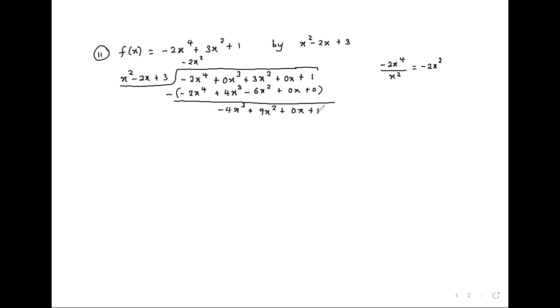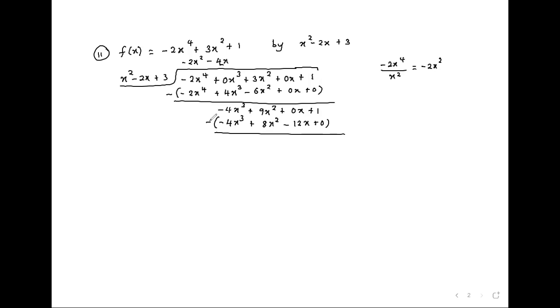Okay, we go again. x² into negative 4x³, we get negative 4x. Then we multiply again. So we have minus 4x³. I'm multiplying this guy by the whole divisor. Negative 4x times negative 2x, we get positive 8x². Negative 4x times 3, we get negative 12x. Oh, plus 0. You see?